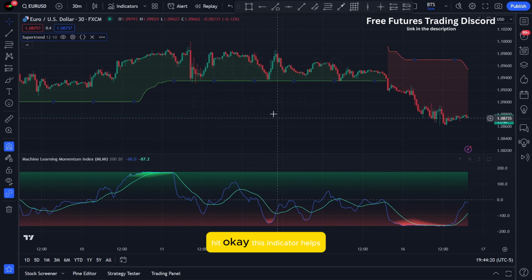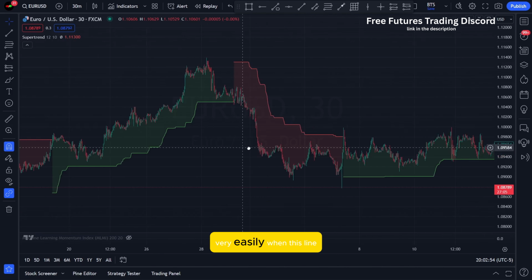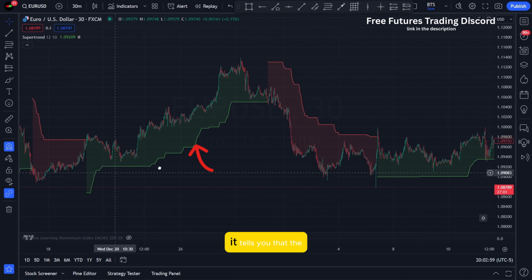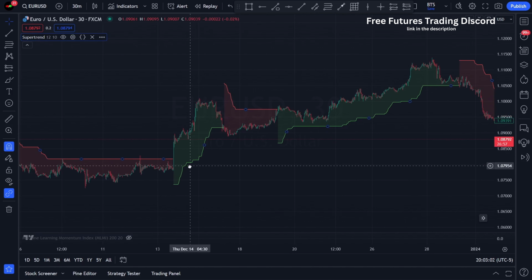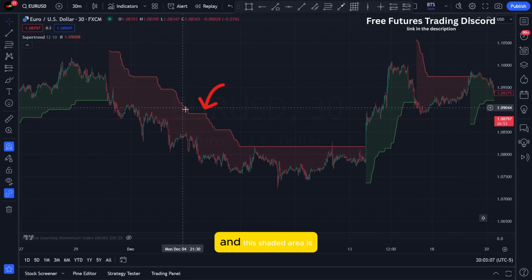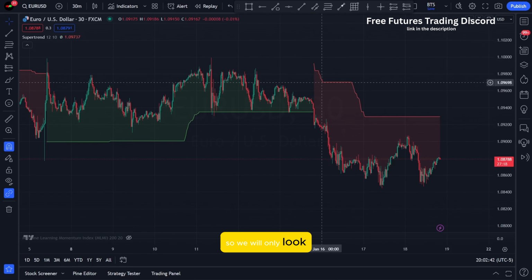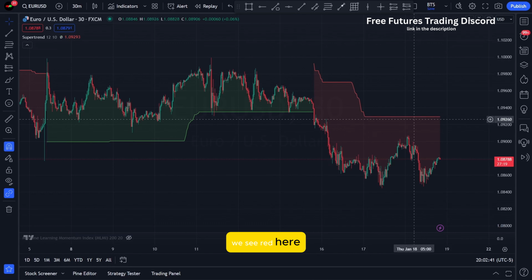Hit OK. This indicator helps you visualize the trend very easily. When this line is green and this shaded area is green as well, it tells you that the trend is up. Conversely, when this line is red and this shaded area is red as well, you'll know that the trend is down. So, we will only look for buy signals when we see green here and sell signals only when we see red here.